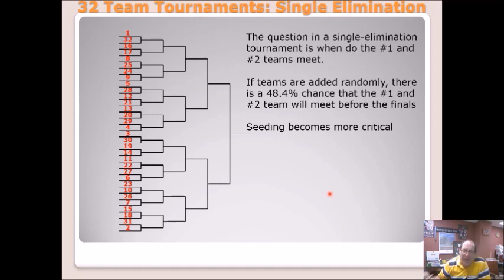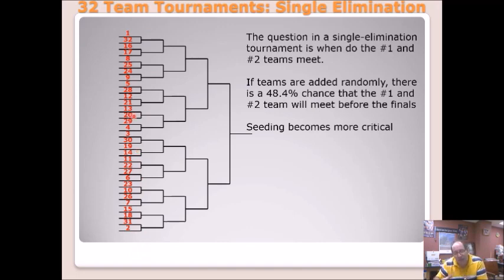Whenever I do this, I always start by talking about a single elimination tournament. So here's the setup for a 32-team single elimination tournament. I have put the teams in seeded from 1 to 32, and so these are the matchups that you would have in a correctly seeded single elimination tournament.